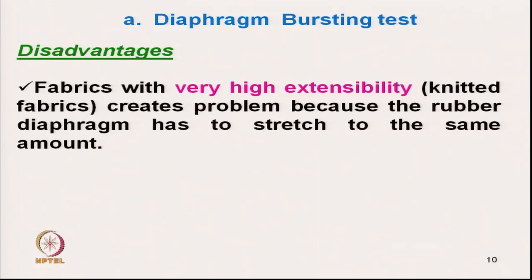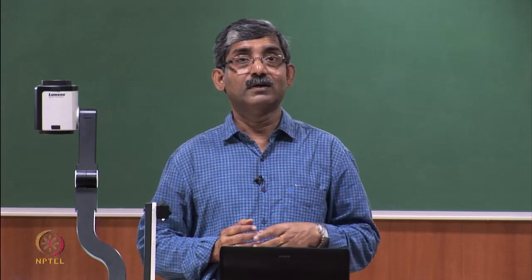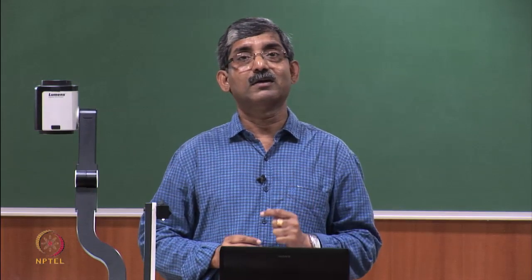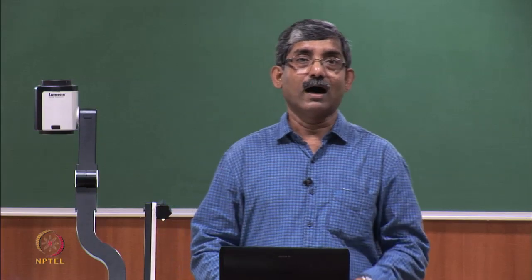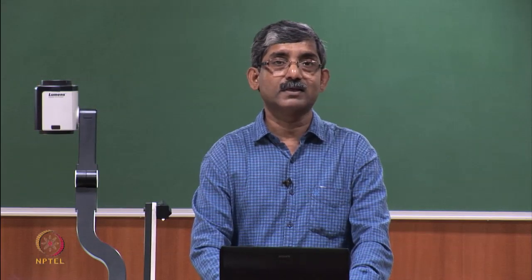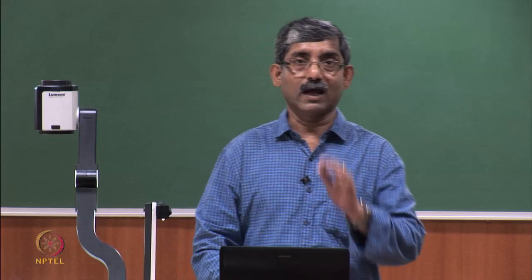The main disadvantage of this technique is that fabrics with very high extensibility, like knitted fabric, create problems. We cannot test knitted fabric here, because the stretchability of knitted fabric may be much higher than the stretchability of the rubber diaphragm. That means the rubber diaphragm will burst before the fabric bursts. So this method is not suitable for fabric with high extensibility. Knitted fabric cannot be tested in this type of machine, the diaphragm type bursting strength tester. Only woven fabric, and that too with lower stretchability, is preferable.